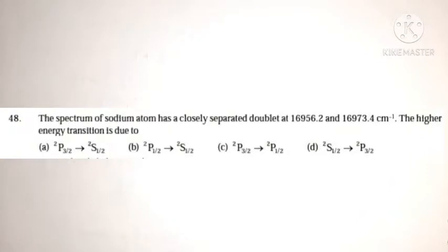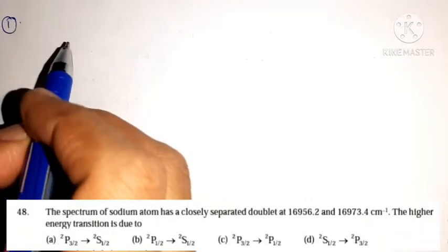Okay, so let's start. This is your first question and it says the spectrum of sodium atom has a closely separated doublet at 16956.2 and 16973.4 centimeter inverse. The higher energy transition is due to, and we have four options. So friends, you must find out of these options what is the higher energy transition. This question is asked for 2 marks. So let's do the solution of this question.